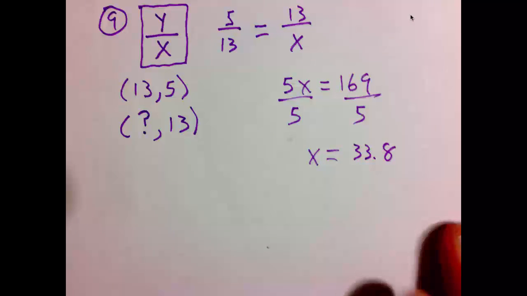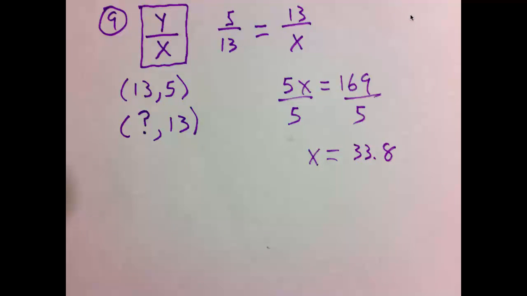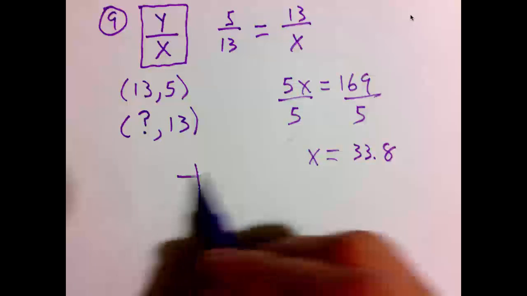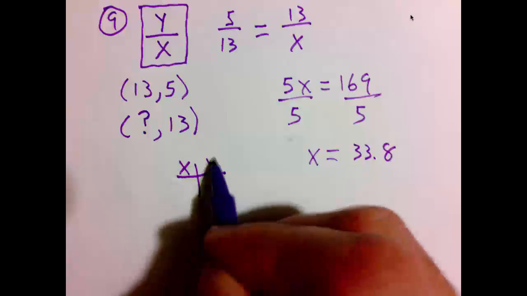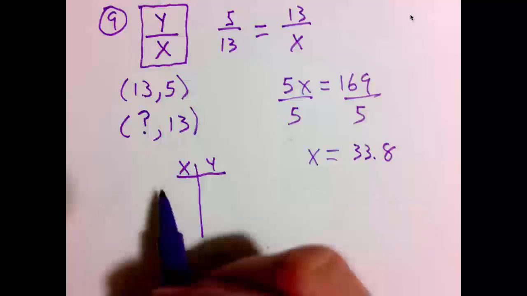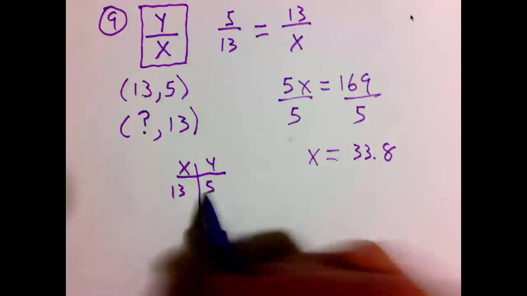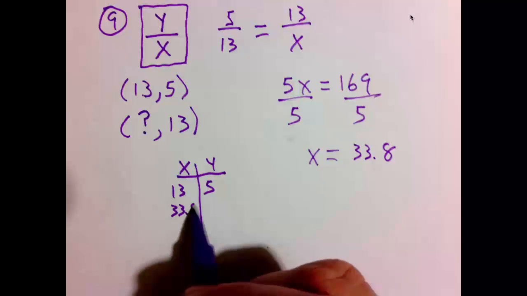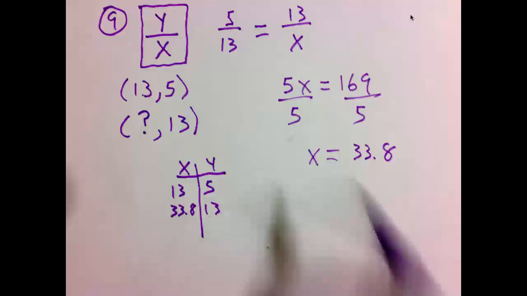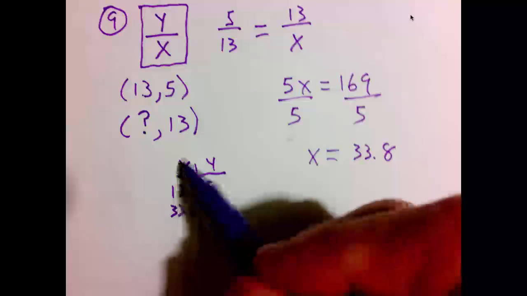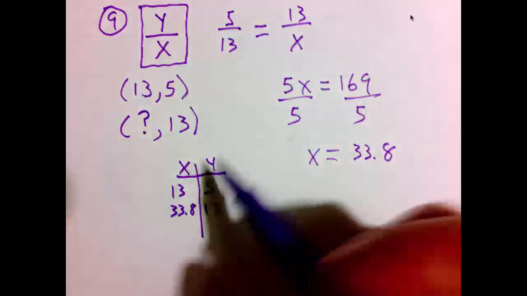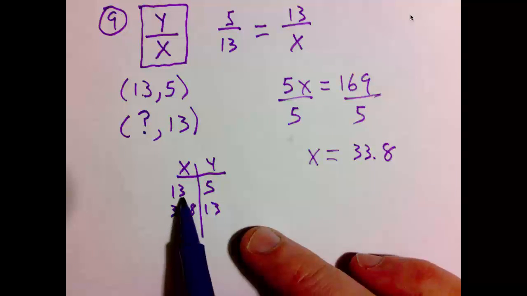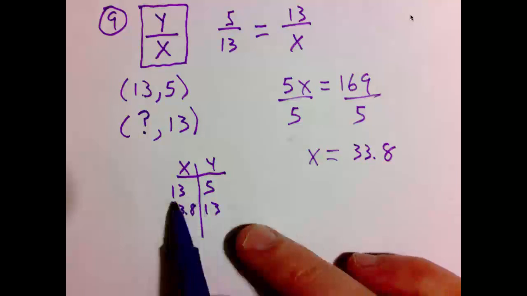When we say a direct variation, what we mean is there was one constant multiplier. I'm going to look at this as a table in this case. First, 13 goes to 5. Then 33.8 pairs with 13. What we're saying is there's one multiplier that gets from x to y, and in this case it looks like it's going to be some fraction less than 1. In this case, 5 over 13.